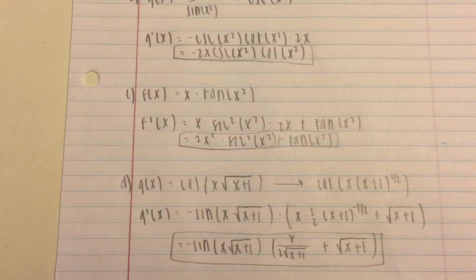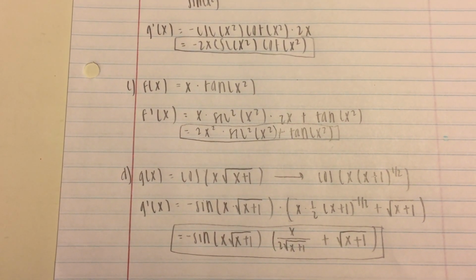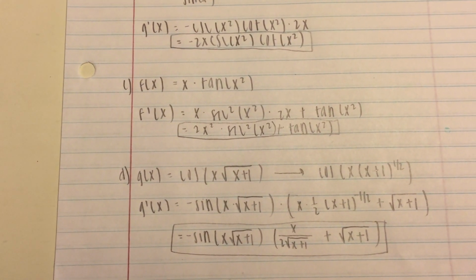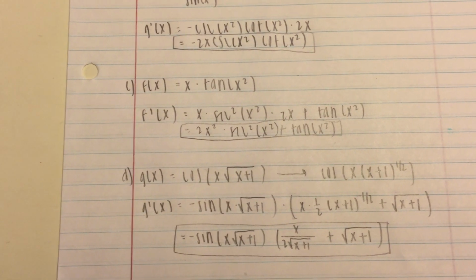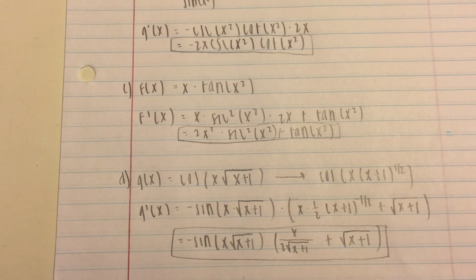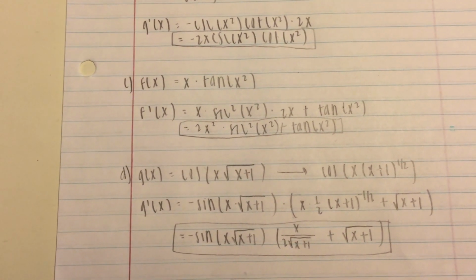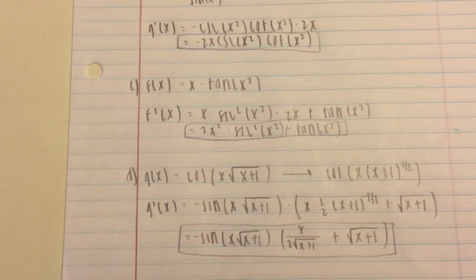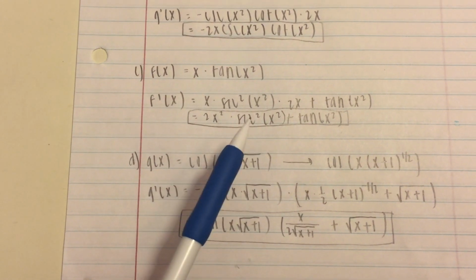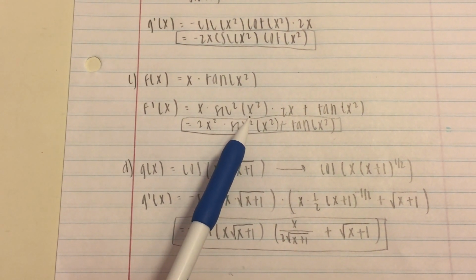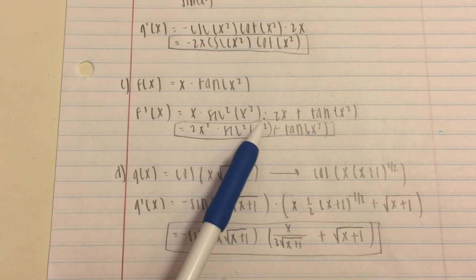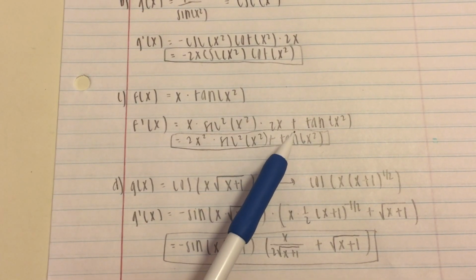To solve this, we're going to have to use the product rule. We take the first, x, times the derivative of the second. The derivative of tangent is secant squared. If you don't know what the derivative of tangent is, you can use the quotient rule to figure that out. Now we see that there is another function within a function, so we have to use the chain rule. We need to find the derivative of the inside function. The derivative of x squared is 2x, and that's why we multiply by 2x.